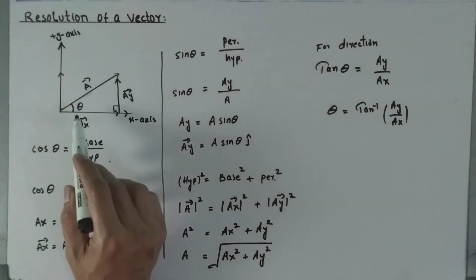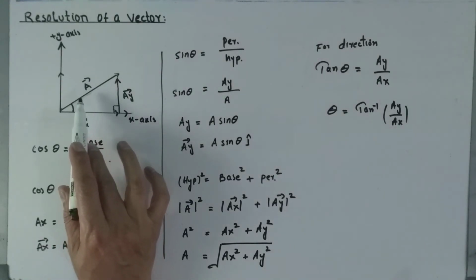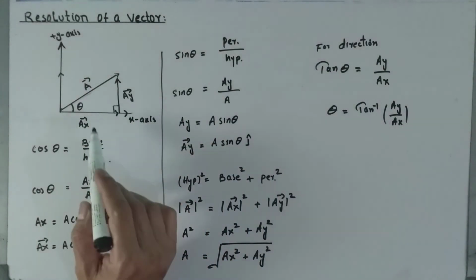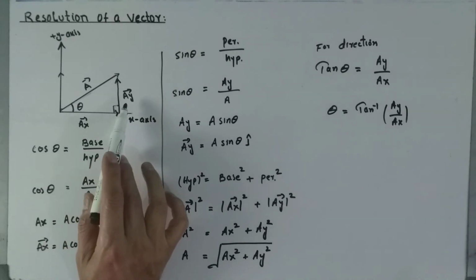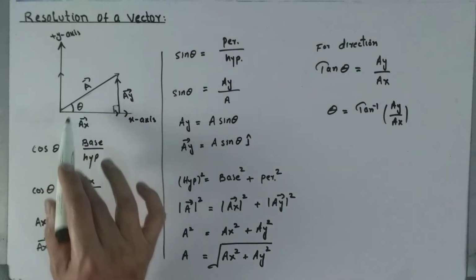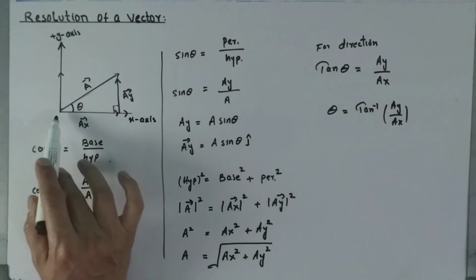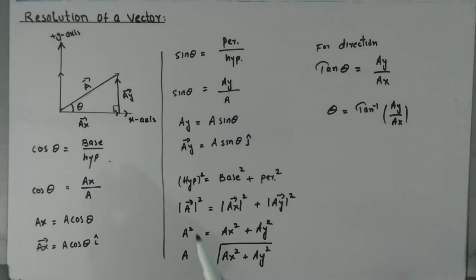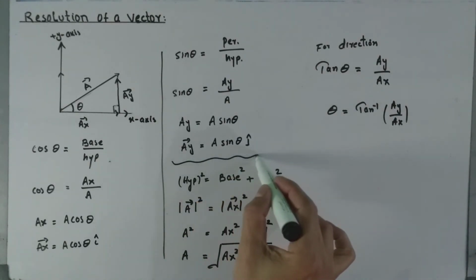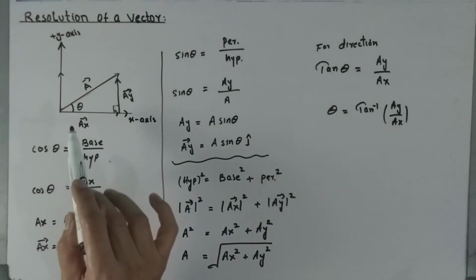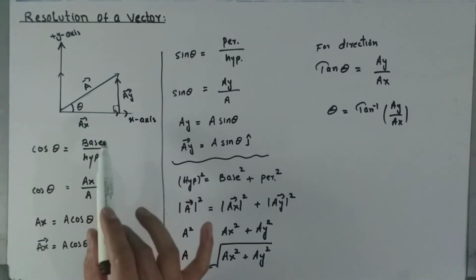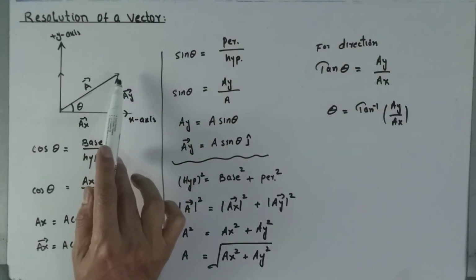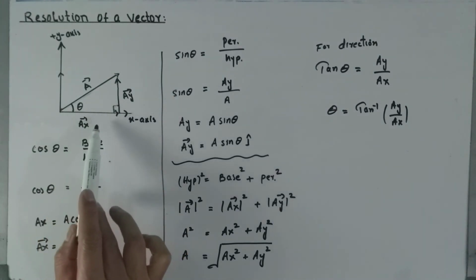To find out the theta for the vector A, we will use tangent theta equals Ay upon Ax. If you have the value of Ay and the value of Ax, the vertical and the horizontal, you can find out the angle which the vector A makes with the x-axis. Okay, till this point it was the resolution of the vector, how a vector can be split or resolved into its components. So this was the simple way, by dropping a perpendicular from the tip of the vector on the x-axis, and you will get two components of this vector.